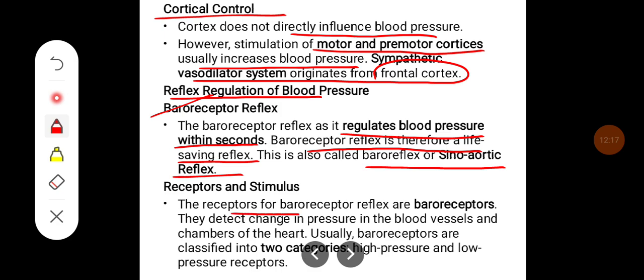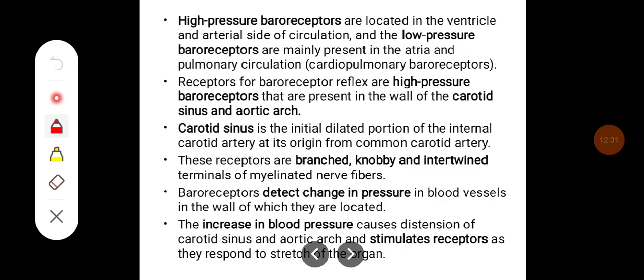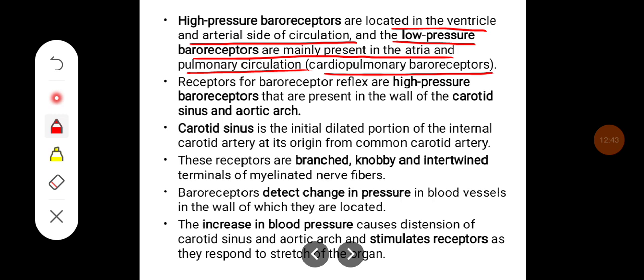The receptors for the baroreceptor reflex are baroreceptors. They detect change in the pressure in the blood vessels and chambers of the heart. Usually baroreceptors are classified into two categories: high pressure and low pressure receptors. High pressure baroreceptors are located in the ventricles and arterial side of the circulation, and low pressure baroreceptors are mainly present in the atria and pulmonary circulation, which are called cardiopulmonary baroreceptors.